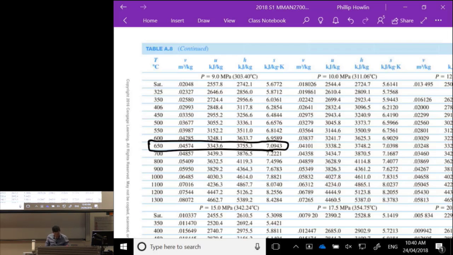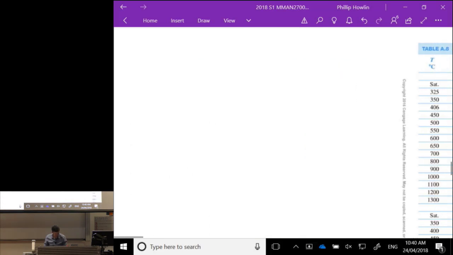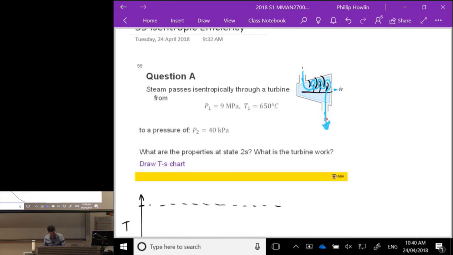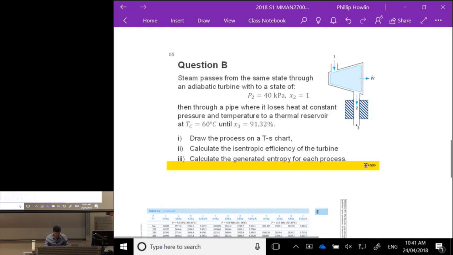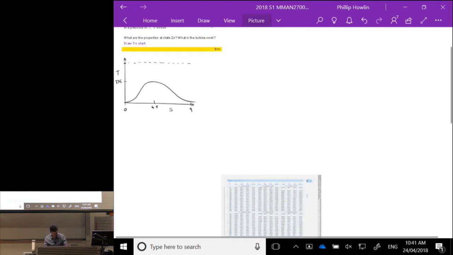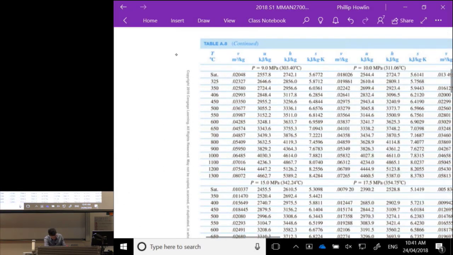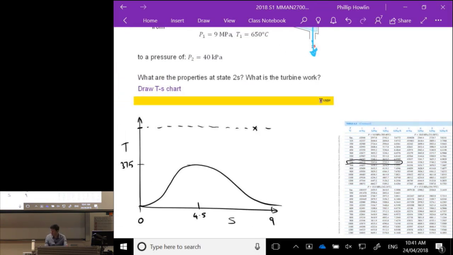Actually, let's copy, because I feel like we're going to refer to this a couple of times. Paste. Awesome. It's not where I want it. That's okay. Go up there. All right. So, pressure of 9, temperature 650. So this is the data we're going to use for our steam tables. So the S is going to be 7.1. So it's going to start about there, okay?